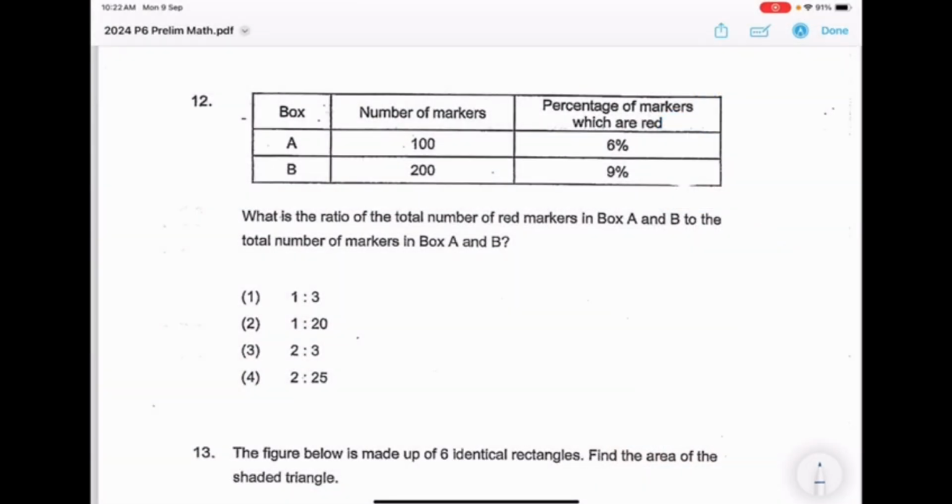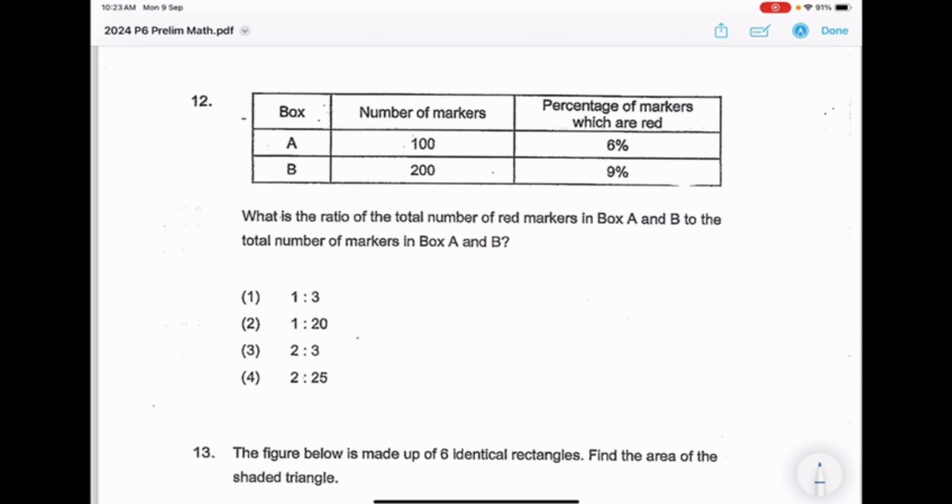Alright, moving right on to question number 12. We see a table. So we have box A and B. Number of markers in box A is 100. Number of markers in box B is 200. Percentage of markers which are red in box A is 6%. And the percentage of markers which are red in box B is 9%.